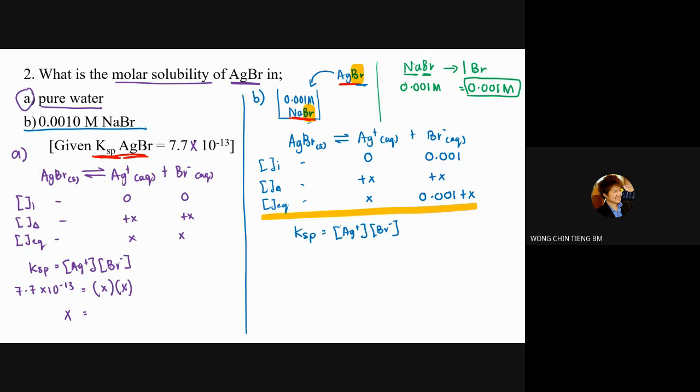Alright. So, that is the one that we are going to take. Your KSP kat sini adalah given 7.7 times 10 to the power of negative 13. Kamu dapat kat sini adalah X. Kamu dapat kat sini 0.001 tambah X. Sayang. Yang kita nak cari adalah X. Betul? One second. Alright. Yang kita nak cari adalah X. Benda yang selalu budak confuse adalah kamu ada X 2 kali. Kalau kamu perasan kita dah cari dah X kat sini tadi. Kenapa saya nak cari X lagi?